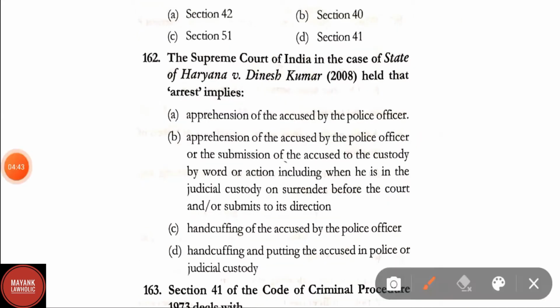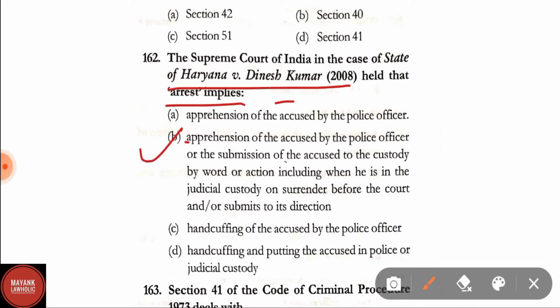Question number 162. The Supreme Court of India in the case of State of Haryana versus Dinesh Kumar 2008 held that arrest implies: option A, apprehension of the custody by the police officer, option B, apprehension of the accused by the police officer or the submission of the accused to the custody by word or action, including when he is in the judicial custody, on surrender before the court and or submits to its direction, option C, handcuffing of the accused by the police officer, option D, handcuffing and putting the accused in police or judicial custody. Here correct answer is option B.